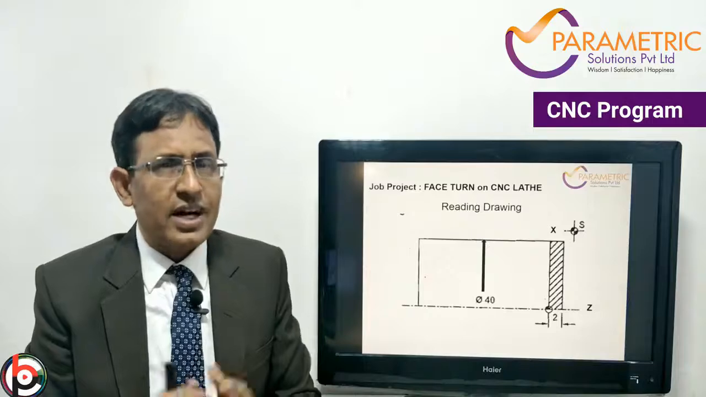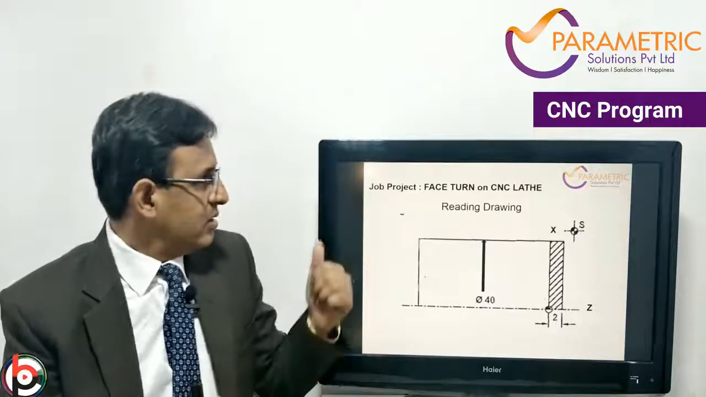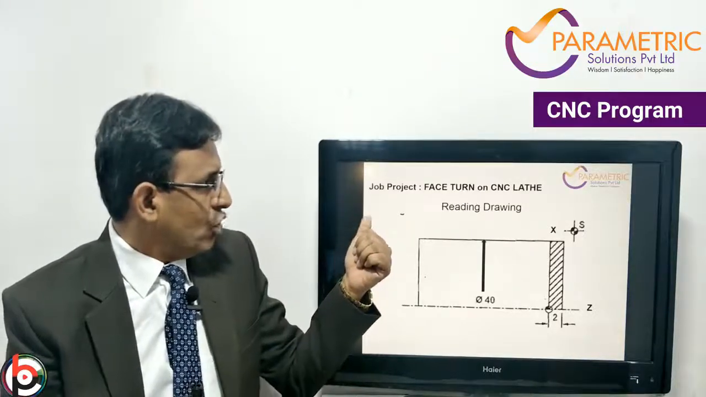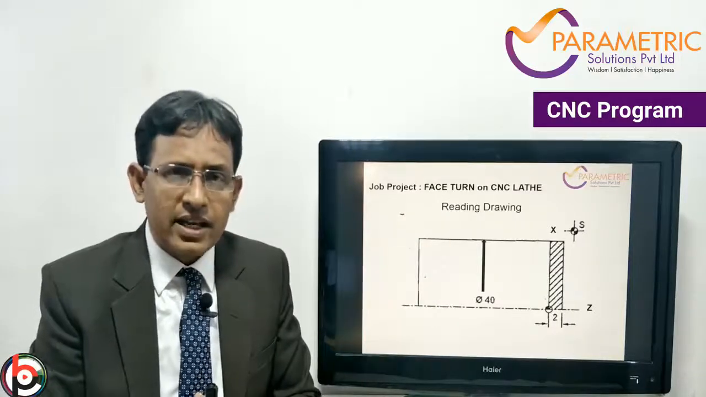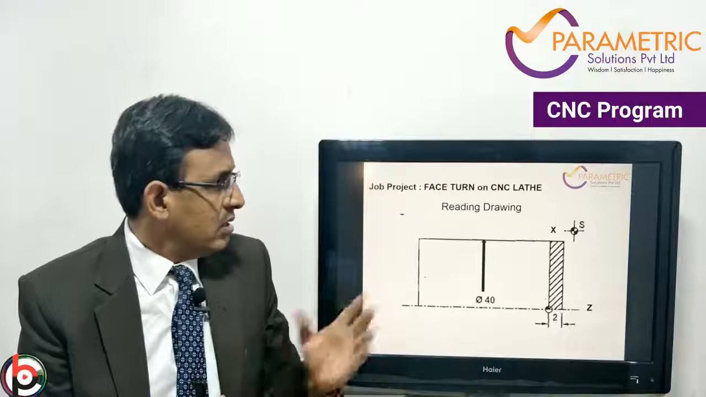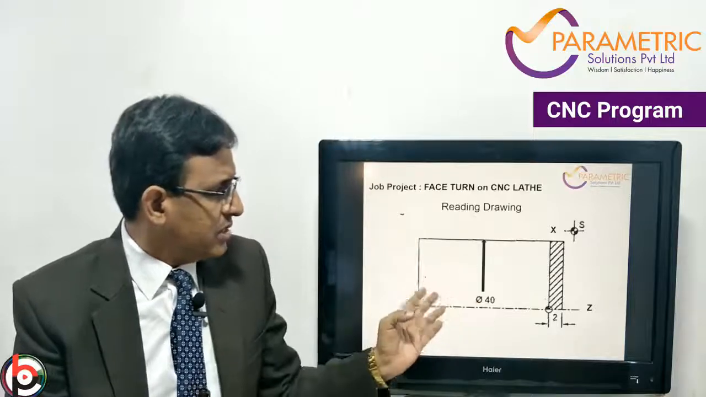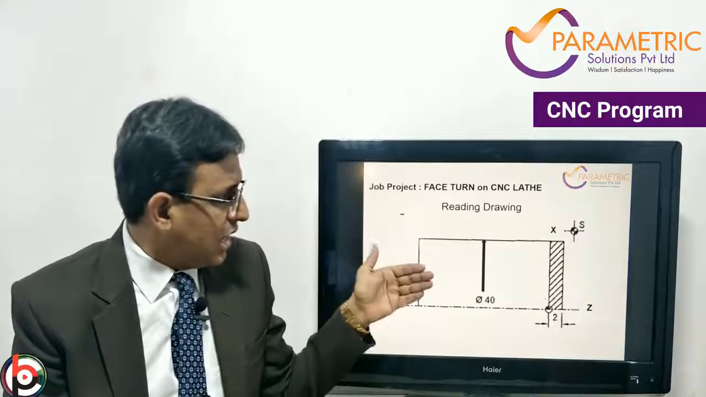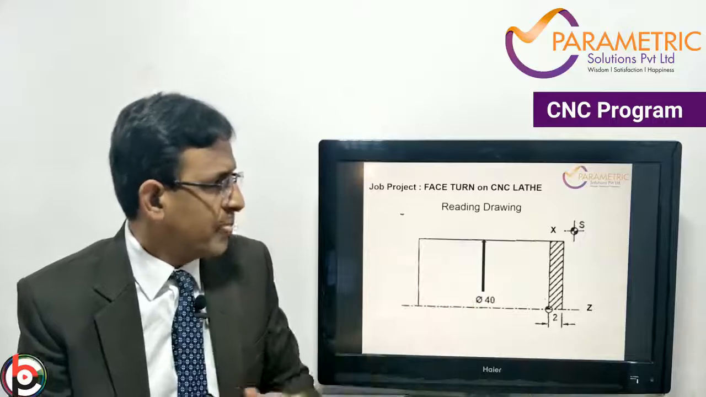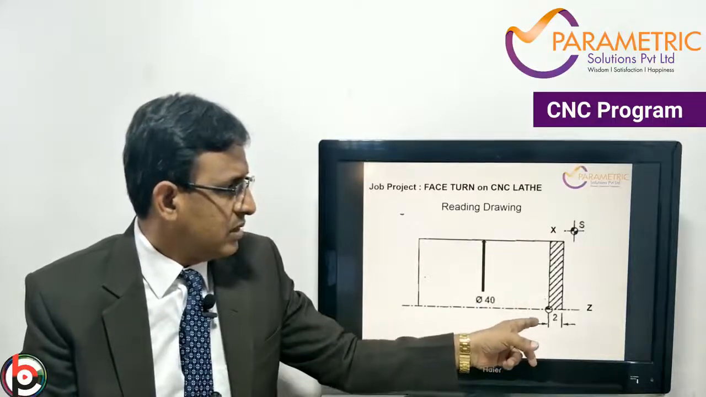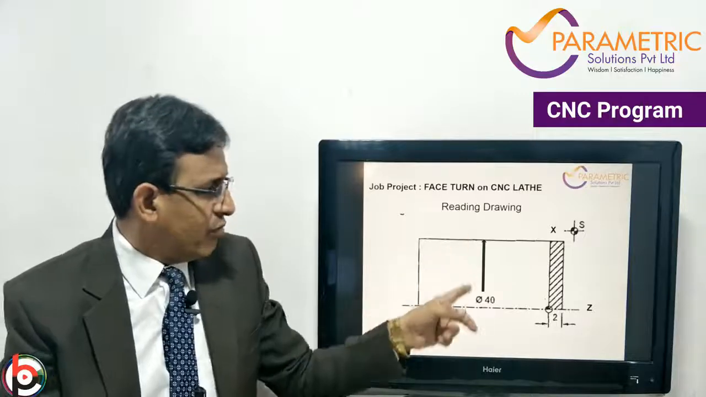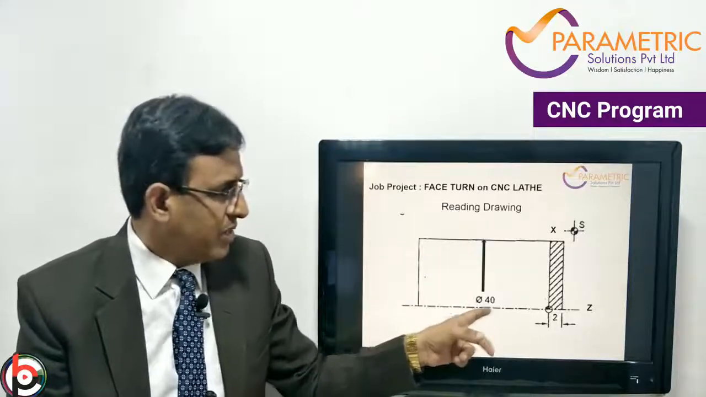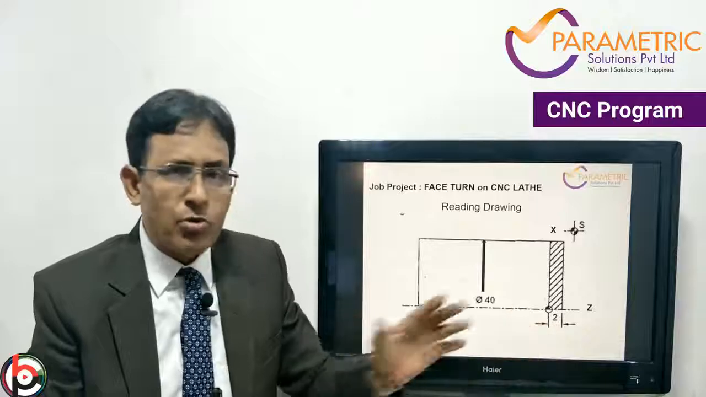Before we start, we have to understand the drawing here. The job project I have taken is a CNC turning job on a CNC lathe machine. This is a cylindrical job, and the half section is shown here. This is the X-axis, diametrically, and the Z-axis is longitudinal. The diameter is 40 mm, with 2 mm of face turning. I am going to do this.